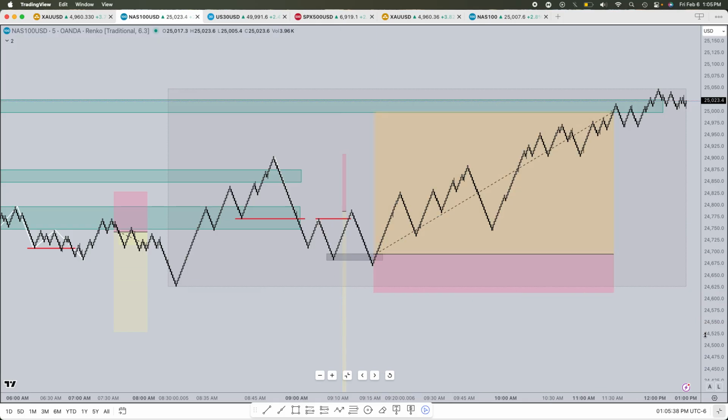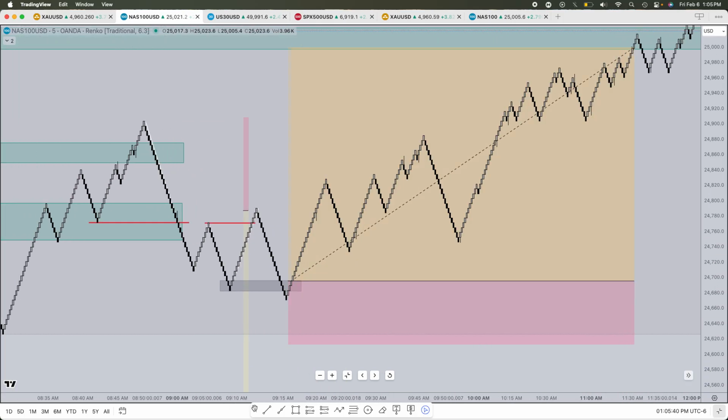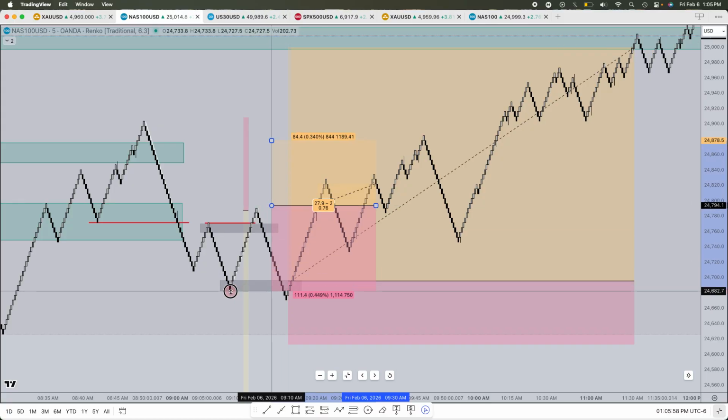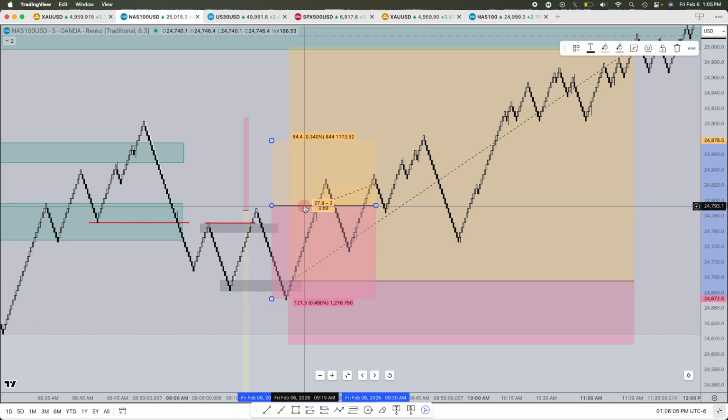And granted, we can play devil's advocate too. Let's just say you had a zone right here, right? Because we're not perfect, we're not machines. What if it came right here and gave you 2 or 3 wrinkles up right there? I would have taken this trade. Put my stop loss, that's 111 pips to the bottom. I would have added like 10 pips, and I probably would have got stopped out.